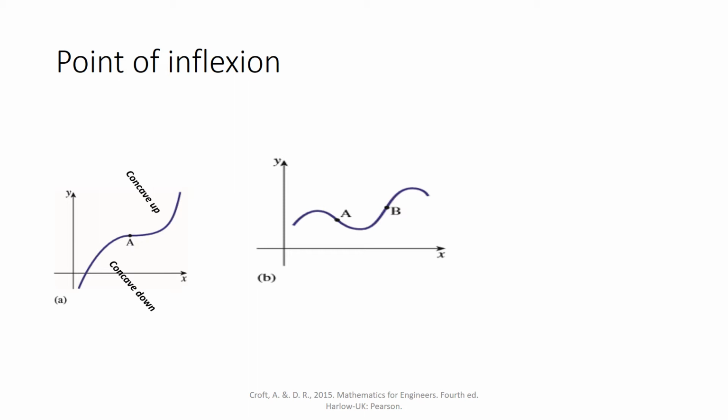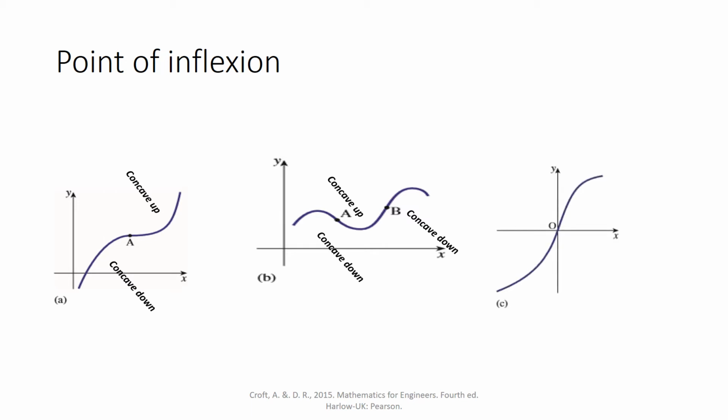In curve B, we have 2 points A, B, both are points of inflection because 2 times concavity gets changed. Before A, it's concave down and after B, concave down, and in between them, it is concave up. So it has 2 points of inflection. At A, concave down to concave up, and at B, from concave up to concave down.